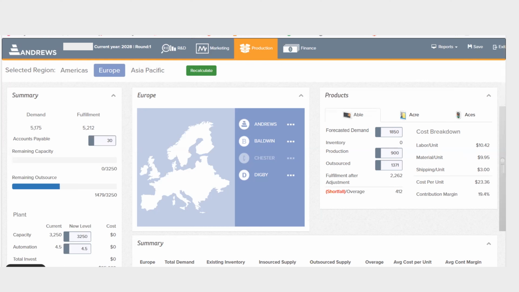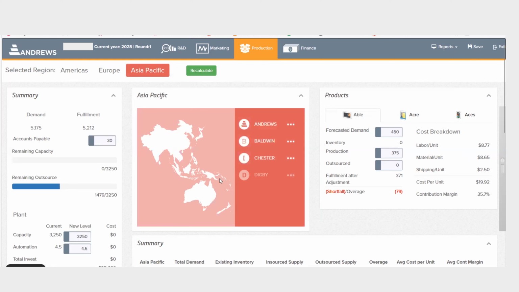And then for the same product in Asia Pacific, we have forecast of 450. We are producing in-house 375. And then outsourced, we are going to have about 300. Our average is about 221.